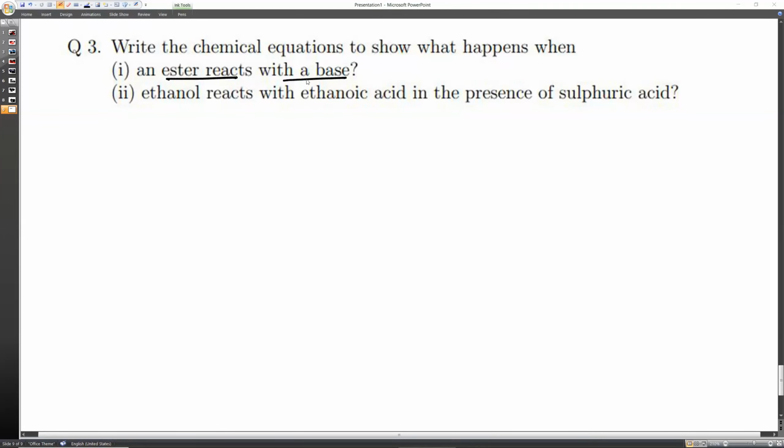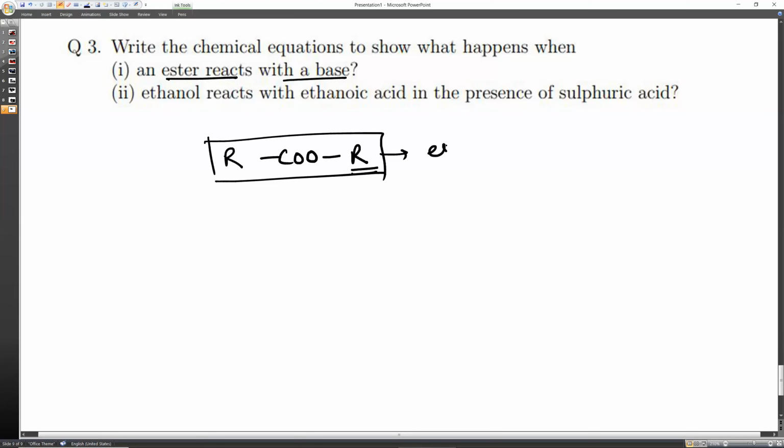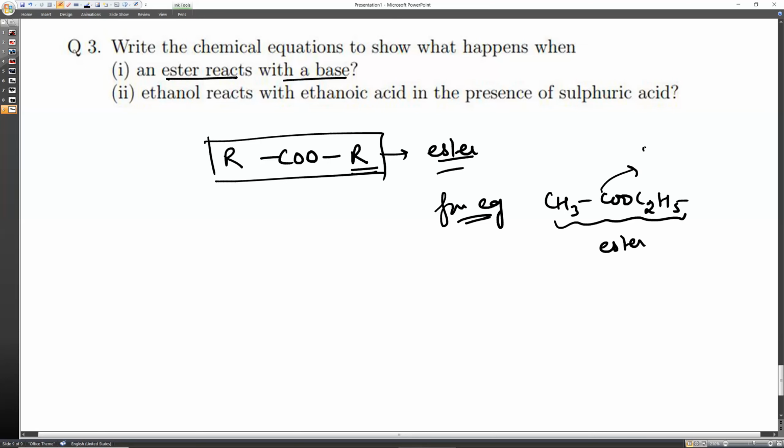So this is esters when they react with base. Let's talk. Ester is actually the compound that is going to have COO. Here it is having one hydrocarbon chain, and it is also having one hydrocarbon chain. That is the functional group of ester. For example, CH3COOC2H5. This is an ester. It is a sweet smelling substance.